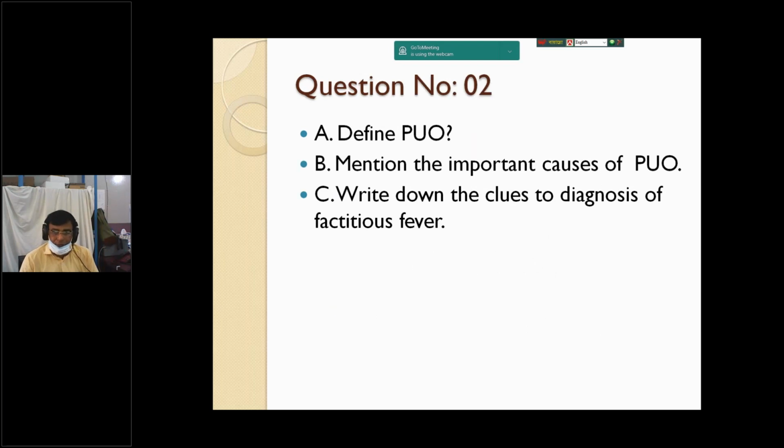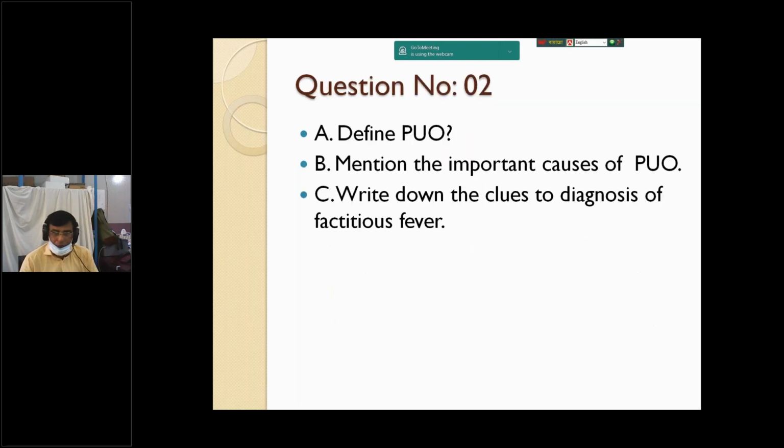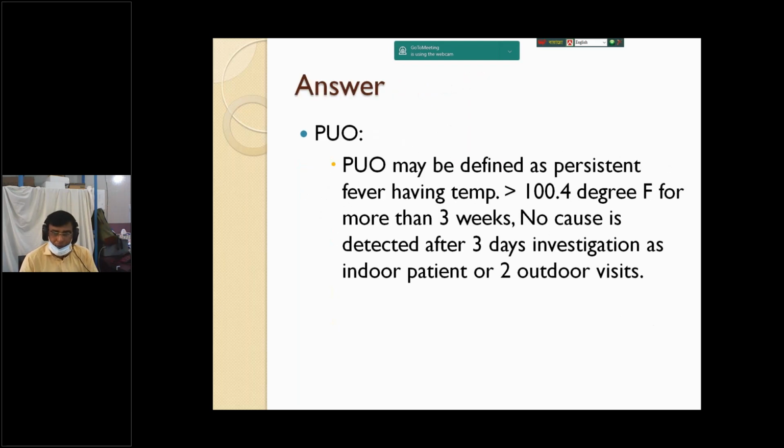So our next question was, define PUO. Regarding PUO, it may be defined as persistent fever having temperature more than 100.4 degree Fahrenheit for more than 3 weeks, and no cause is detected after 3 days of indoor investigation or 2 outdoor visits.